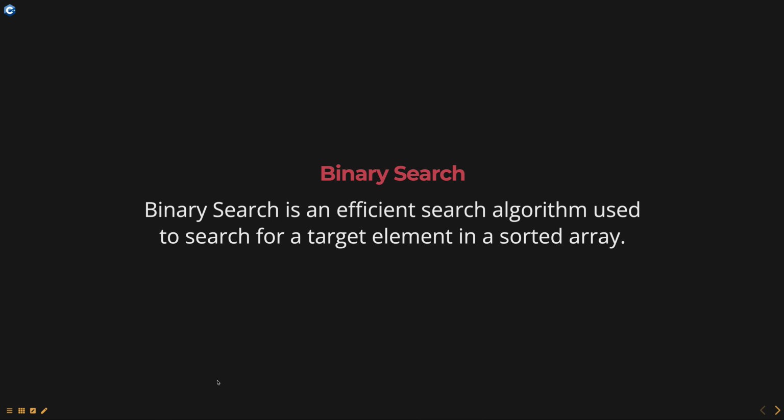A binary search is an efficient search algorithm used to search for a target element in a sorted array. It works by dividing the search interval into halves and only focusing on the half where the target element is likely to be. The process continues until the target is found or the search interval is empty. The time complexity of binary search is O(log n) in the average and worst case scenario, making it much faster than the linear search algorithm.